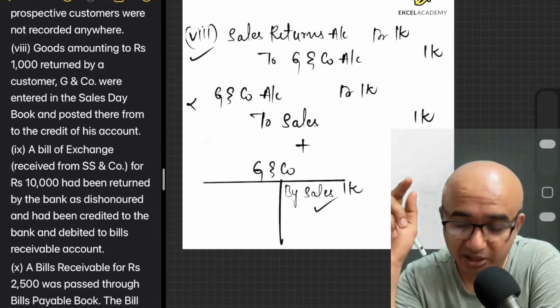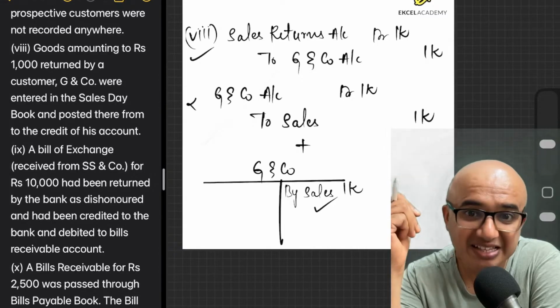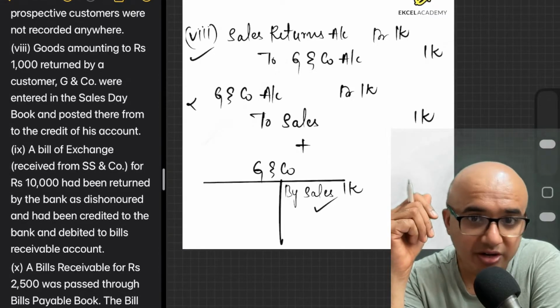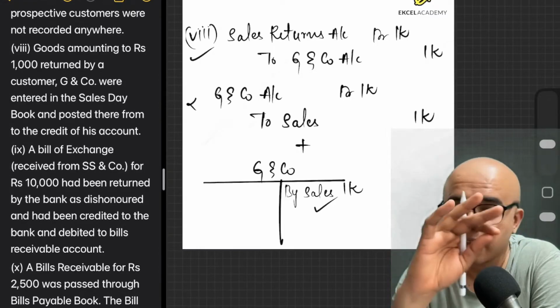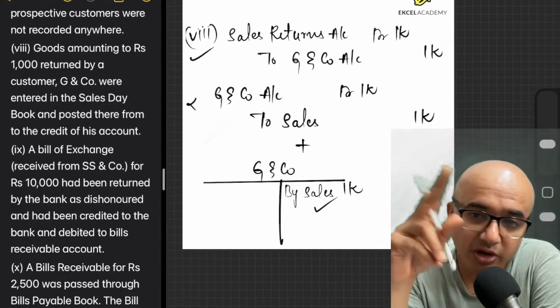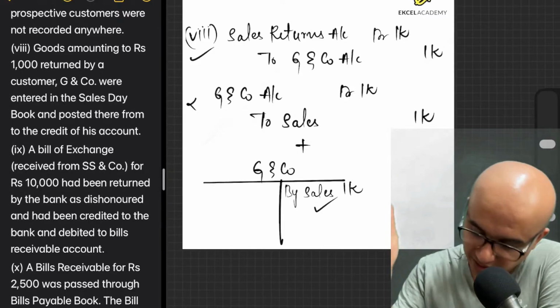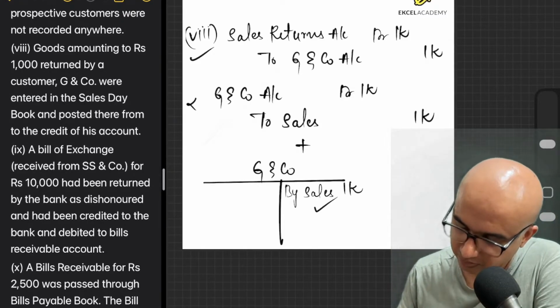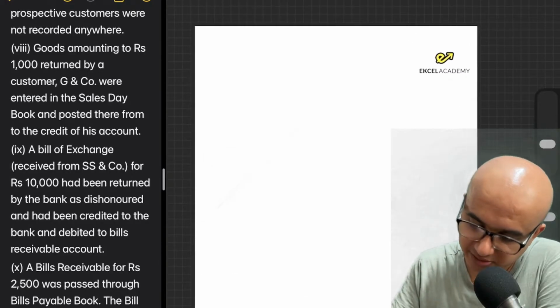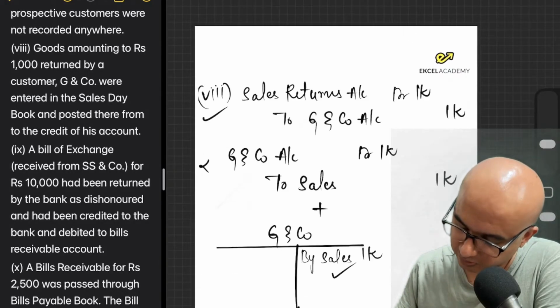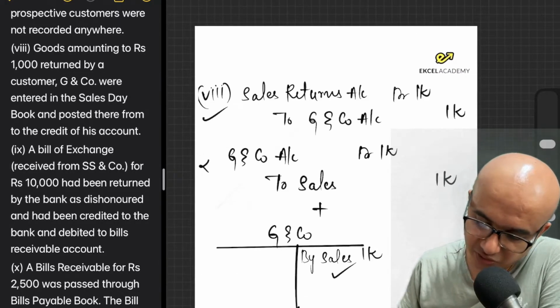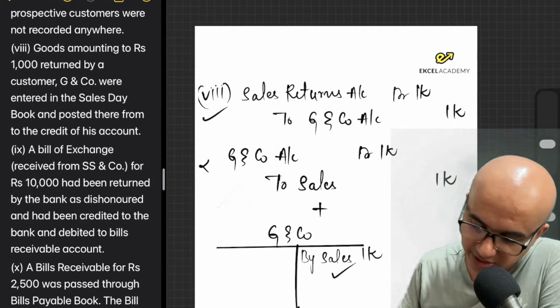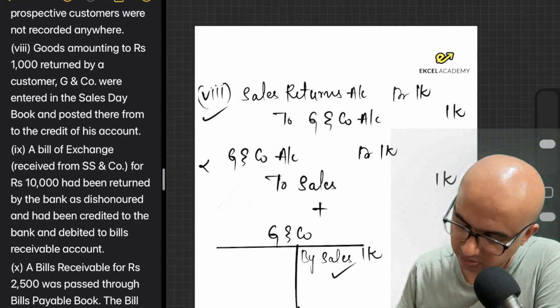Whereas with respect to the sales returns, we have not recorded correctly. With respect to sales, we have not recorded correctly. That will still have to change. Okay, let us do that. Now, if you look at this, sales return has not been debited and sales has been credited.